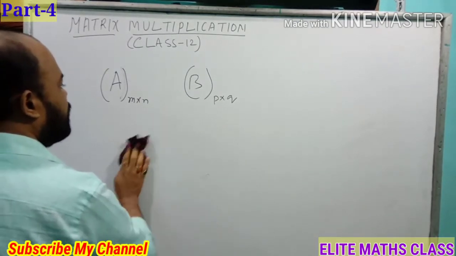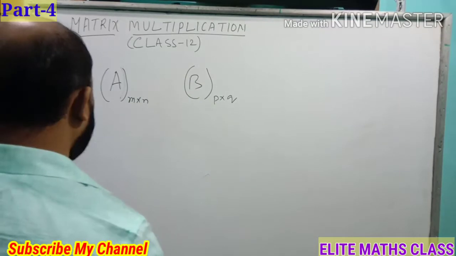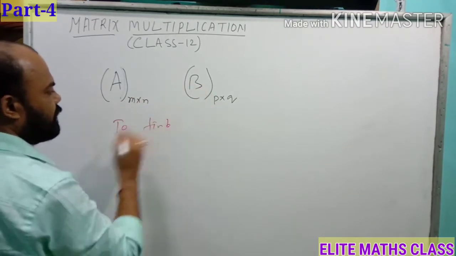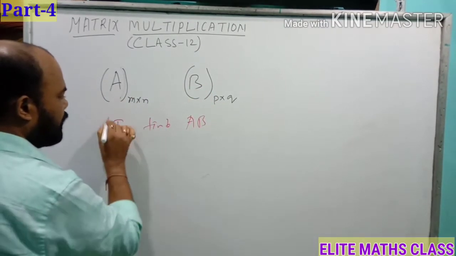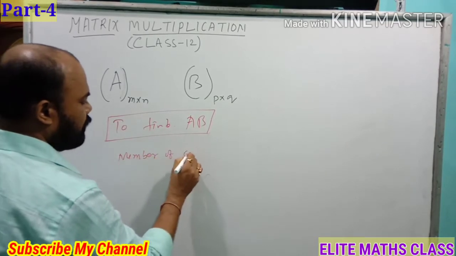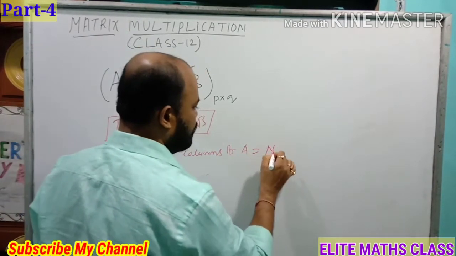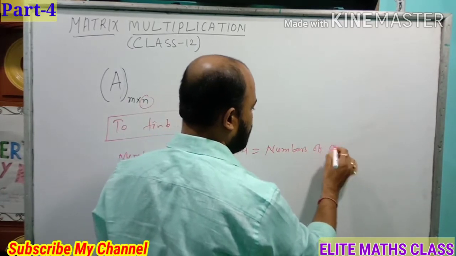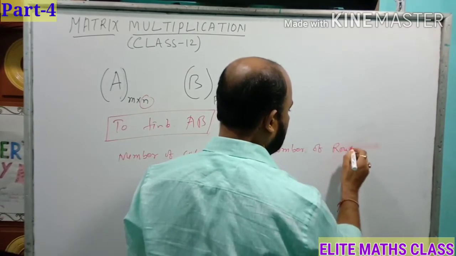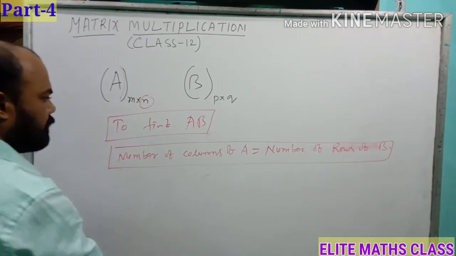But for finding the matrix multiplication, the first thing we have to check is whether the two matrices are conformable for matrix multiplication. That is, can we find the product AB or can we find the product BA? For that, if A and B two matrices are given, then to find the product AB, the necessary condition is that the number of columns of A, here it is n, must be equal to the number of rows of B. This is the condition to find matrix multiplication.